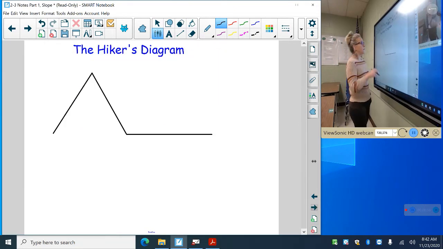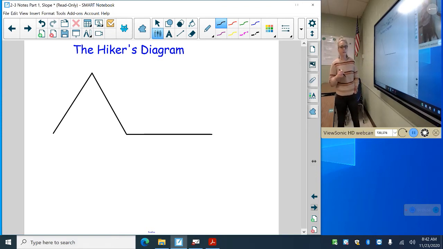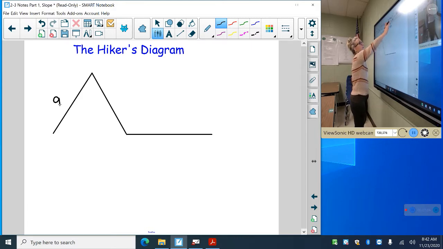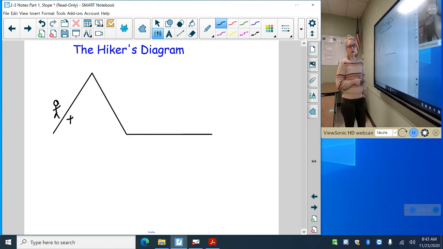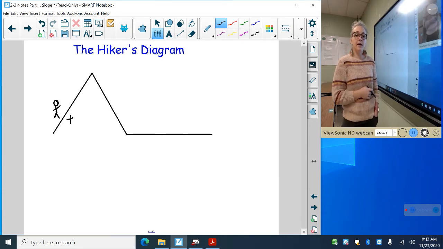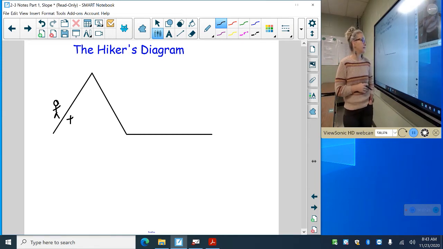Let's move along. A hiker's diagram. This is how I remember slope. If I have a little slope dude, we'll call him. Okay, if you saw the slope dude video in junior high or something like that. If you have a little guy, he's walking uphill. He is tired because he's going puff, puff, positive. Okay, he's tired. When you're tired, you huff and puff. He's walking uphill, puff, puff, positive.